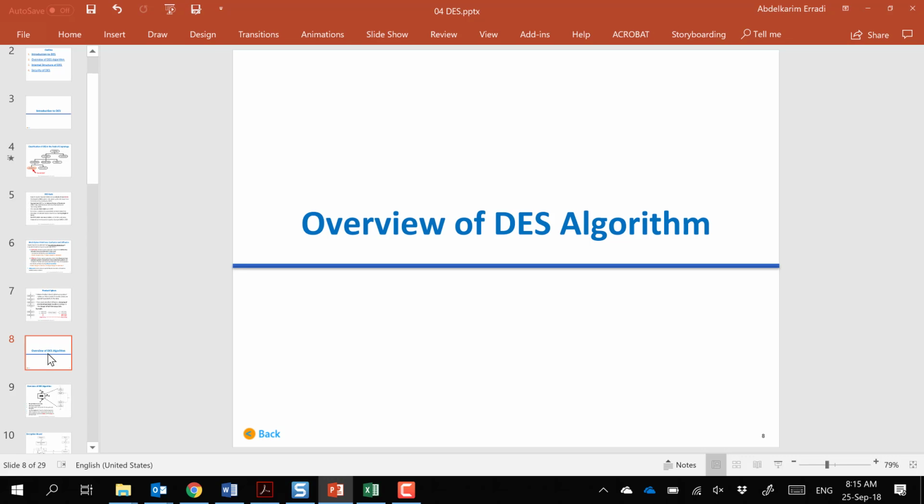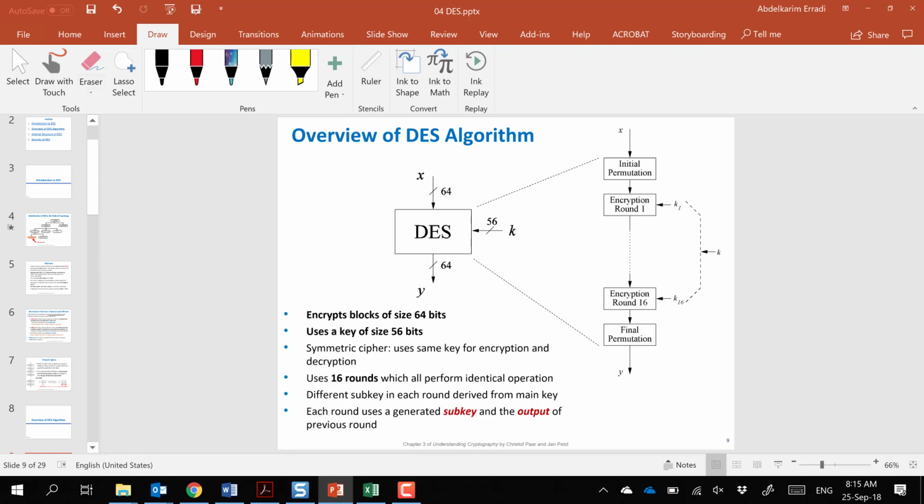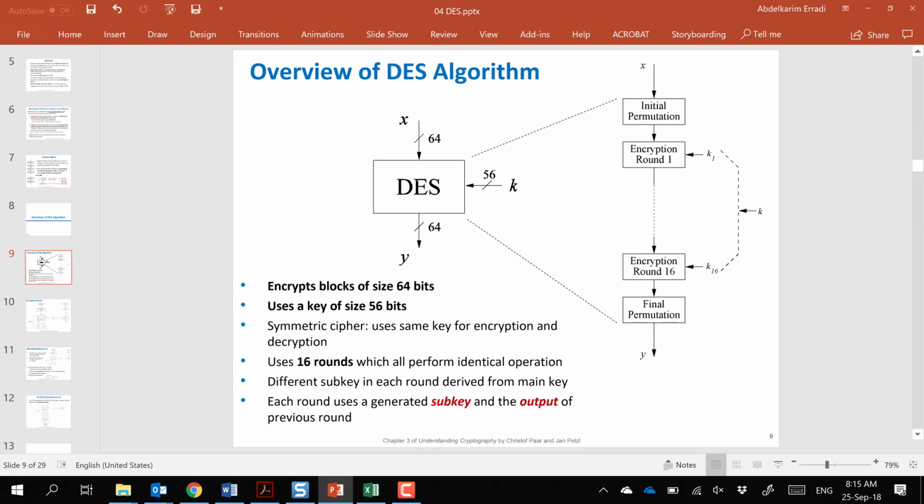So now let's start opening the box of DES and see how the magic really works. Here, we'll go slowly, opening one layer at a time so we don't get confused. So let's start with the high-level view. So here is the high-level view. So basically what we have here: DES is a block cipher.